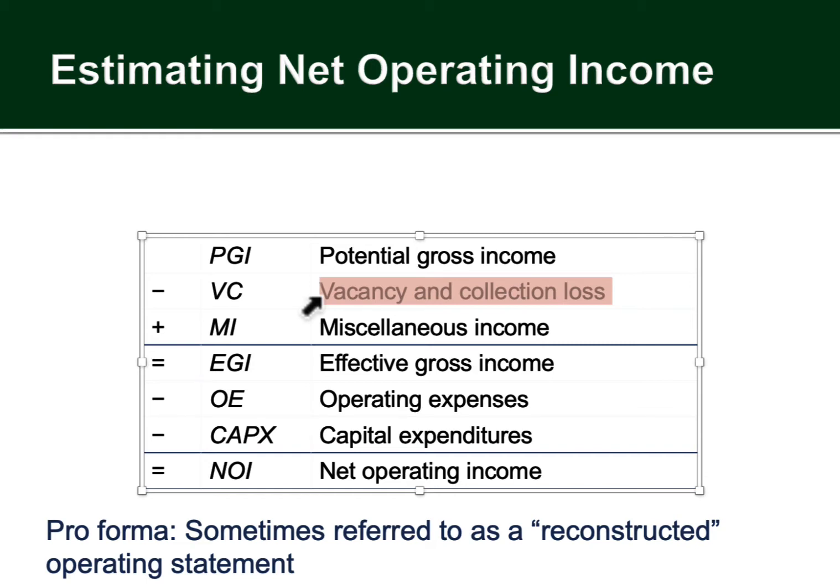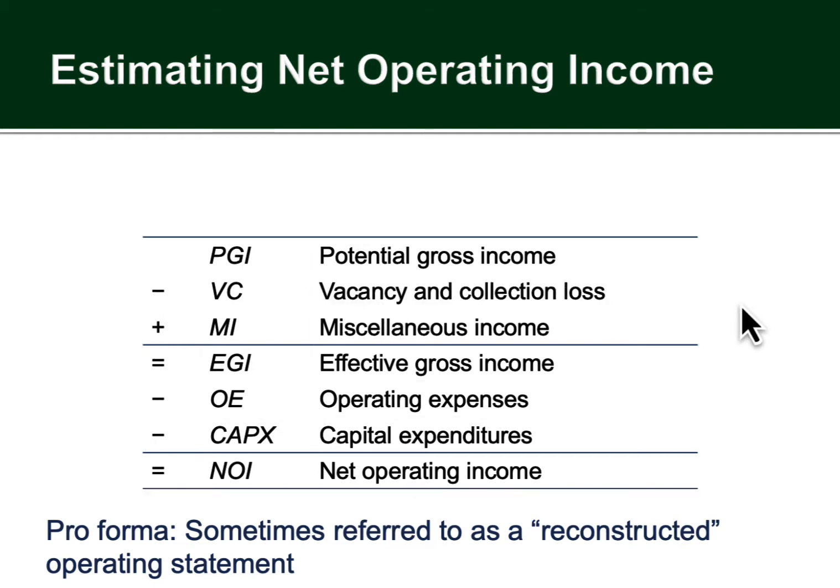Usually, rather than looking at actual vacancies for the property, we look at what's typical for the market and the property type we're studying. If most apartment buildings in this area are usually 10% vacant at any given time, then when appraising an apartment building, we subtract a 10% vacancy cost, regardless of what the vacancy actually is for that building. So that's a way of adding a dose of realism to our financial analysis.